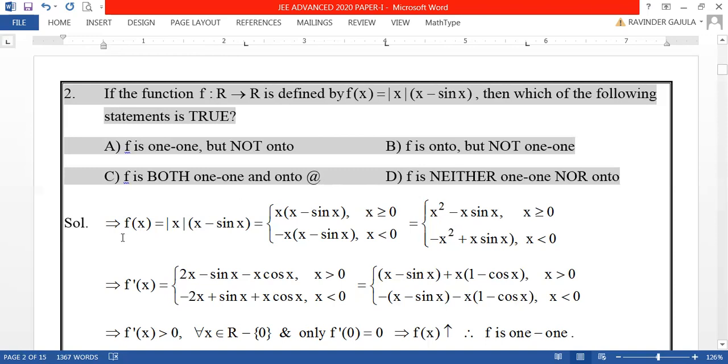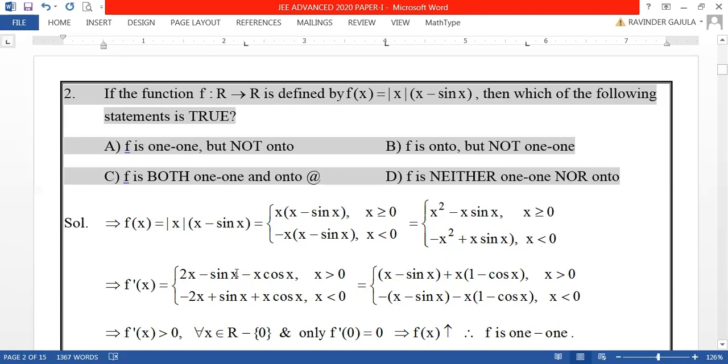as mod x times (x minus sin x), you can separate the function for x positive and negative. Therefore, for x positive or 0, it is x times (x minus sin x). For x negative, because mod x is minus x, it can be taken like this. Now just multiplying these two, it is x square minus x sin x for x greater than or equal to 0, whereas minus x square plus x sin x for x less than 0. Got the point?